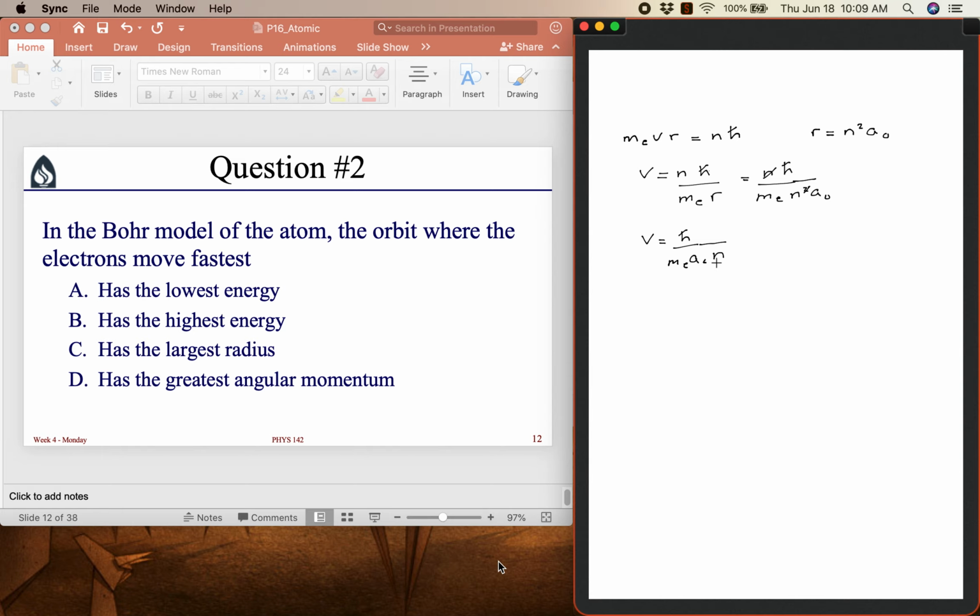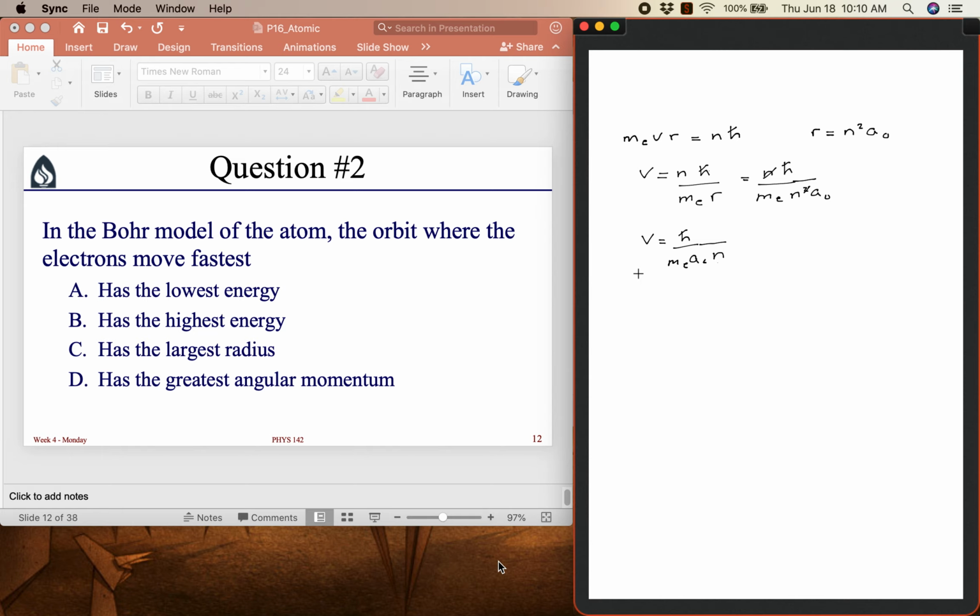So we can see that the bigger n gets, the smaller the velocity gets. And so the fastest orbit, the orbit where the velocity is going to be the greatest, is the one where n is the least. So that's going to be the first energy level. The first energy level has the lowest energy. So the orbit with the lowest energy, that first energy level, has the velocity being the greatest.